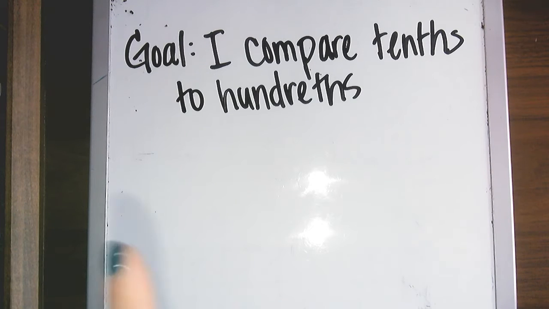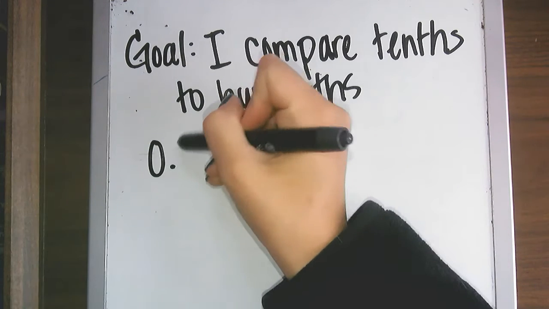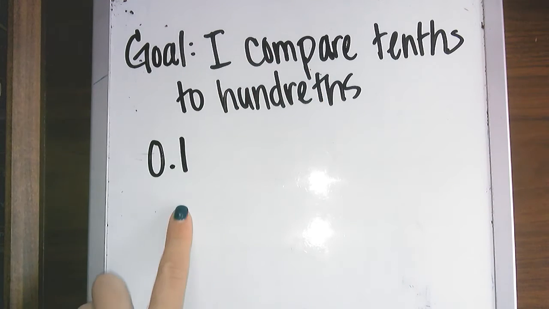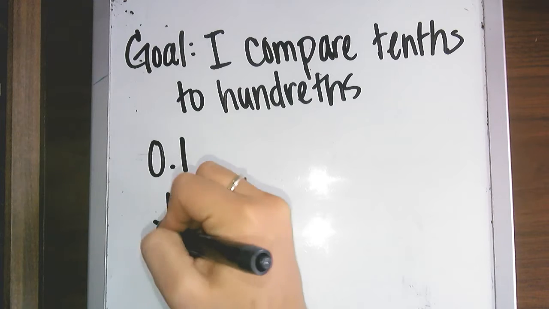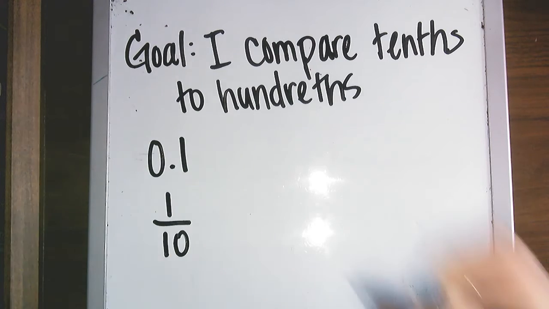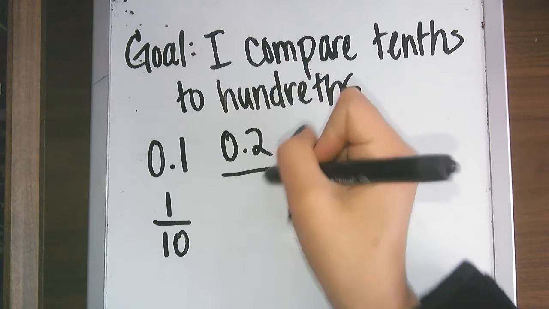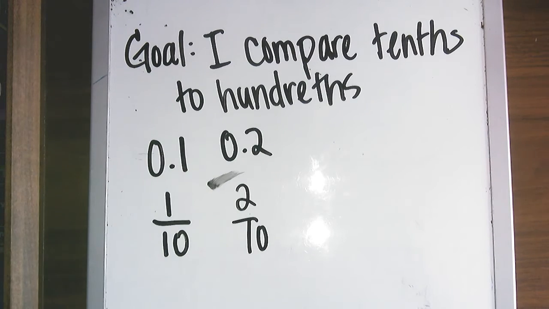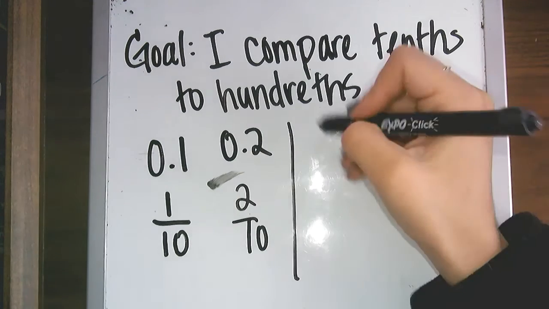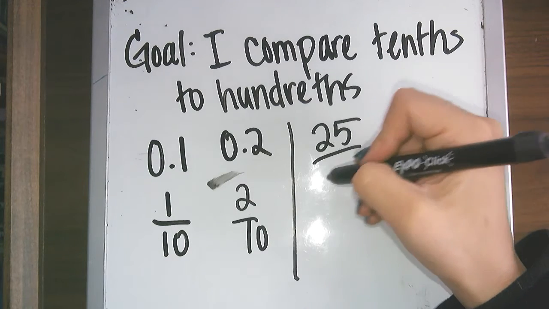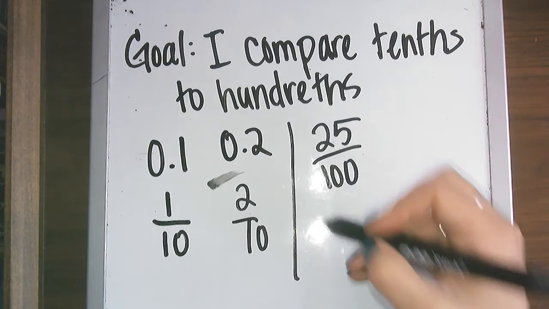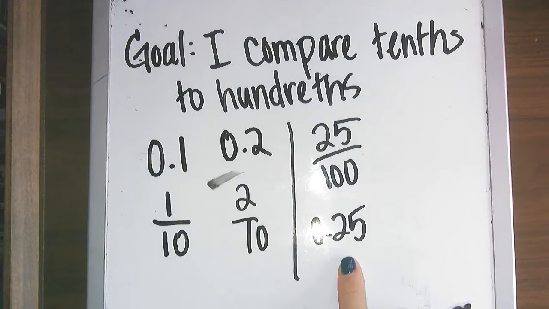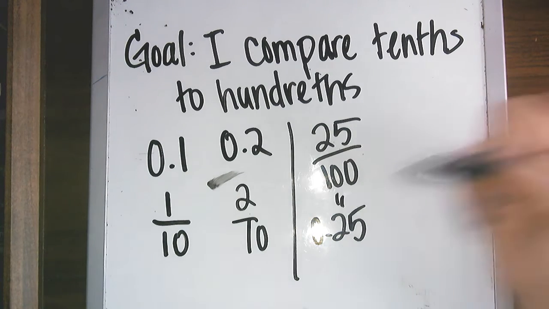Your goal today is to compare tenths to hundredths. Over the past few days, we've compared tenths in decimals, and 1/10 in decimal form is the same as 1/10 in a fraction. And 0.2 in a decimal is the same as 2/10 in a fraction. And then we also compared hundredths. So if I had 25 hundredths, or the decimal form, 0.25, these are the same.